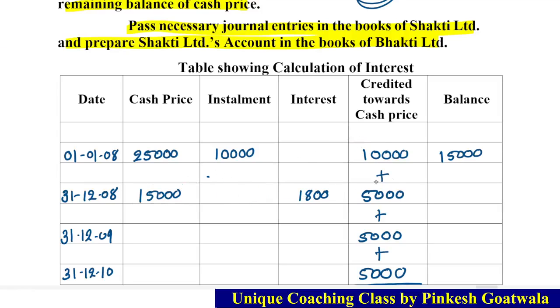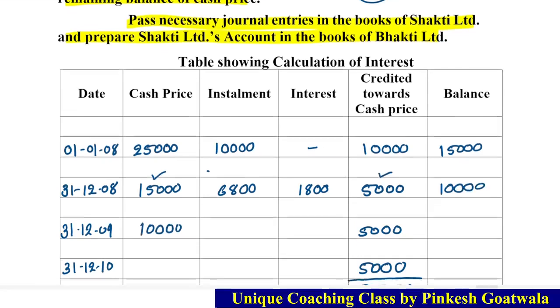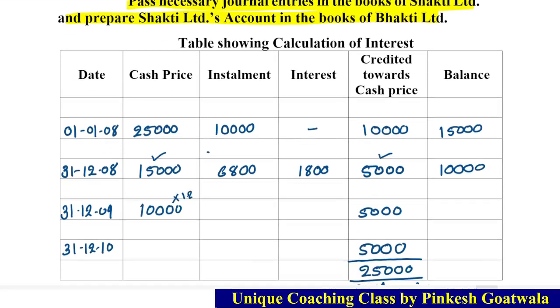So we get the amount of installment 6800. Now here 15 minus 5, so balance 10,000 will be transferred here. Now the rate of interest is 12%, so 12% of 10,000 is 1200.